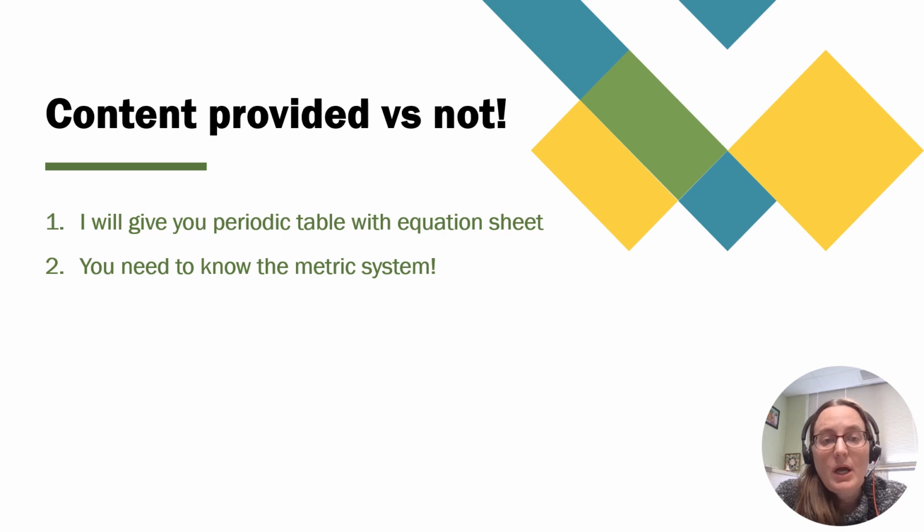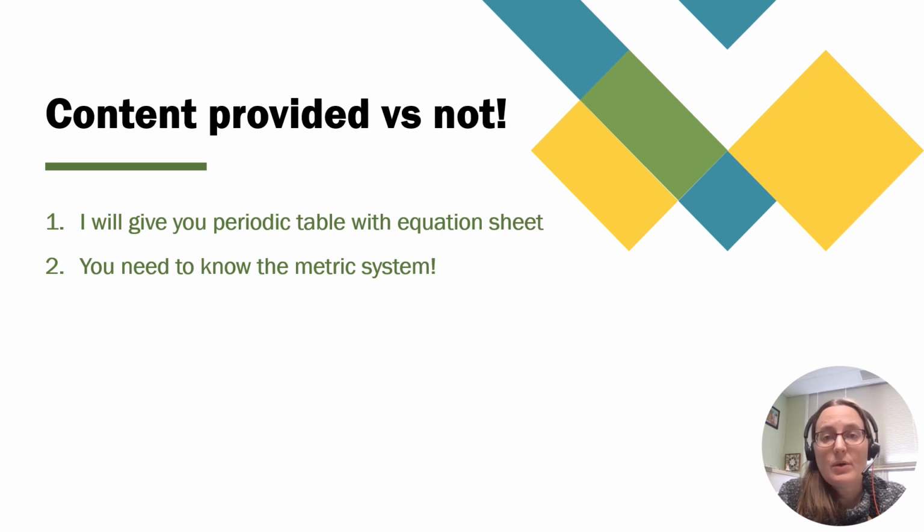Just as a reminder, I will give you that periodic table with the equation sheet. I gave you that on day 1 of class. It is available on Canvas for you to look at and work through, and let me know if you have any questions about that. Please note that I will give you a clean version of the periodic table out of fairness for absolutely everybody. I don't want anybody to have anything accidentally on their equation sheet that would give them an unfair advantage.